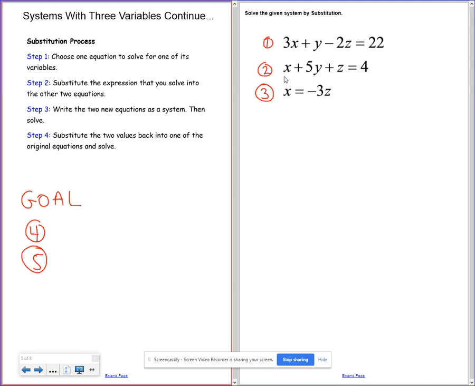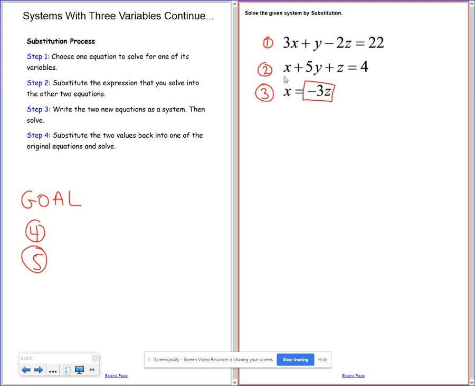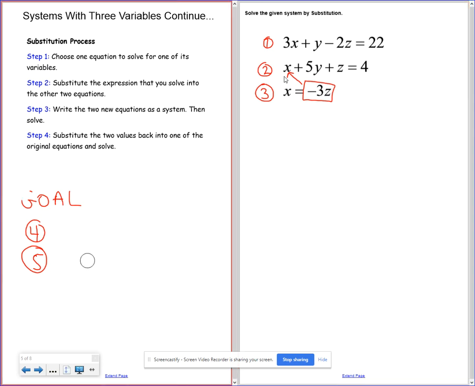So we're going to box this up, and then we're going to ship it out to the other two equations. When I ship it out to the other two equations, after I clean them up and simplify them, those become my equation 4 and 5. So equation 2 would be negative 3z plus 5y plus z equals 4. I'm substituting negative 3z in place of the x in equation 2.